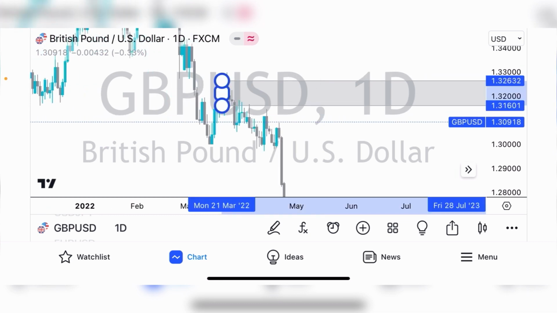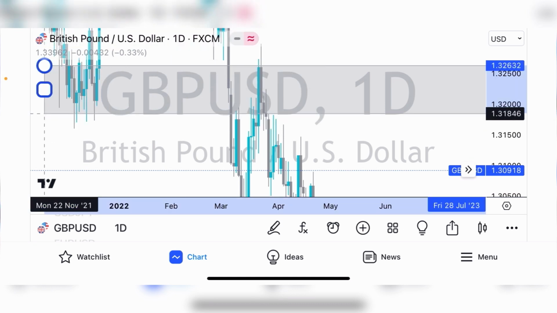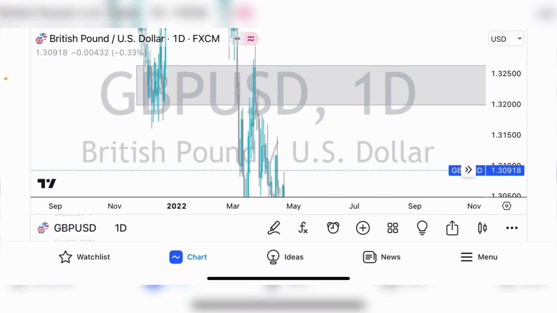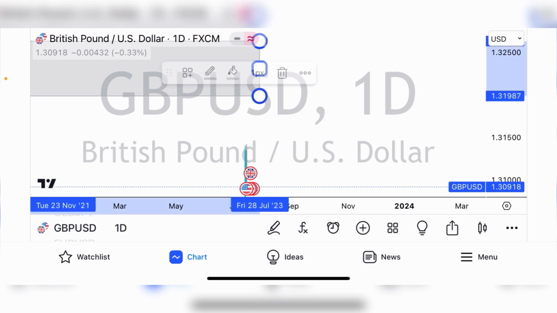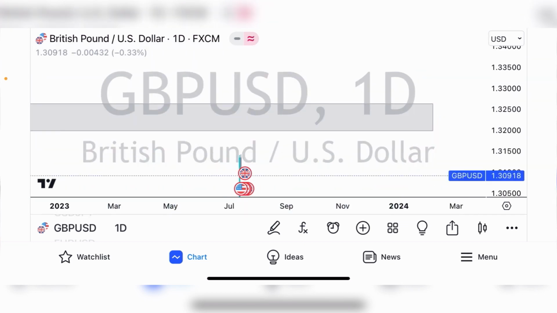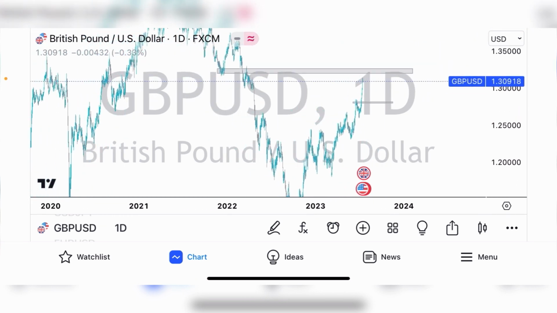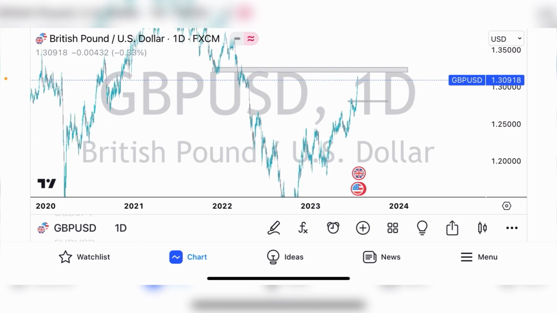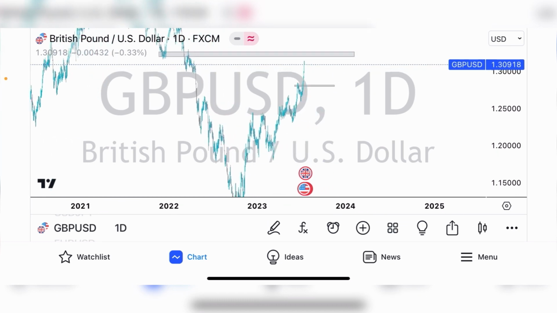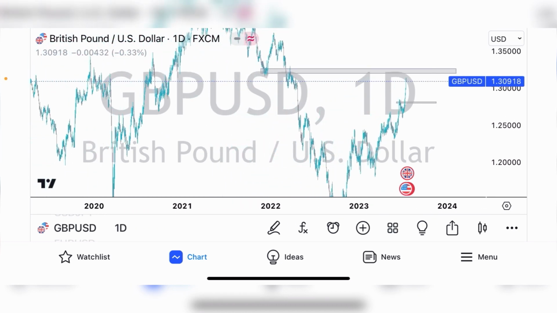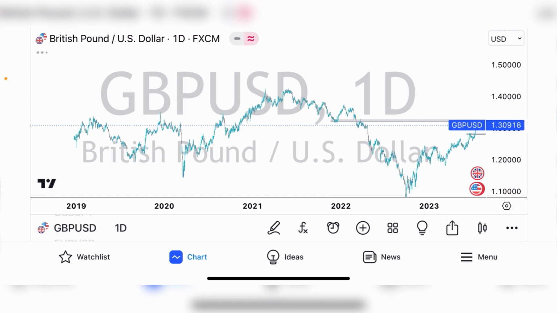Actually, this looks like a previous support level. So it could be resistant on the side, or the market could be aiming to reach this zone before it starts reversing to the downside. Market might be looking to reverse up to this zone before heading to the upside or breaking up to the upside.